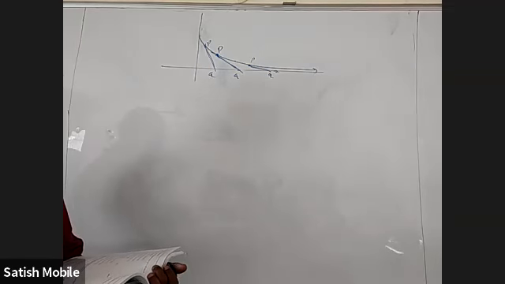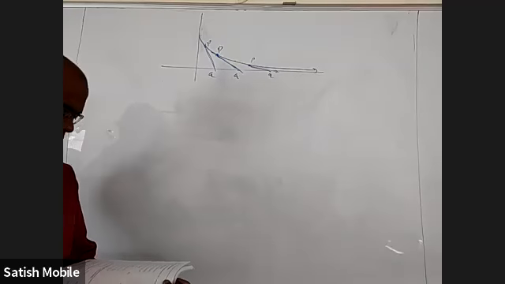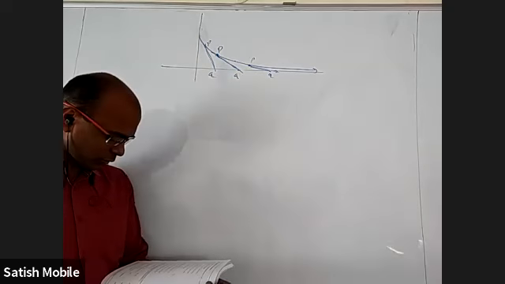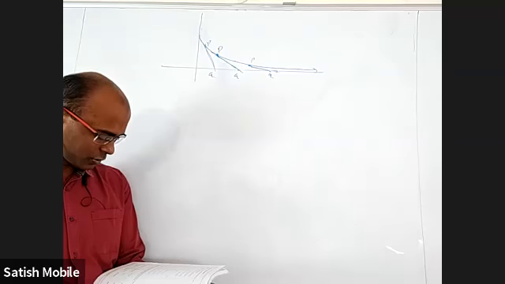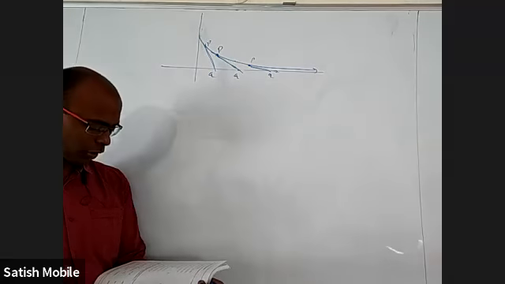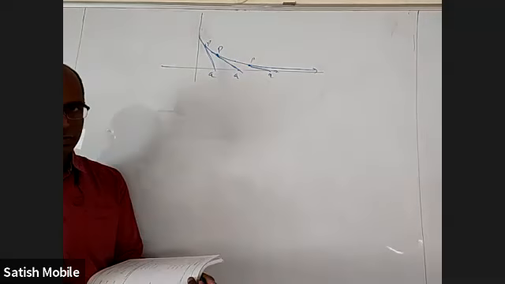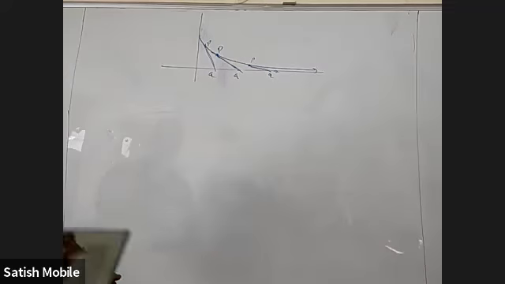The tangent at any point meets the x-axis. Okay, that's it. Now they're asking what is the slope of the tangent at y equal to 1/2, the area bounded by the curve and the axis in the first quadrant, and the orthogonal trajectory of that curve. Okay, let us try.